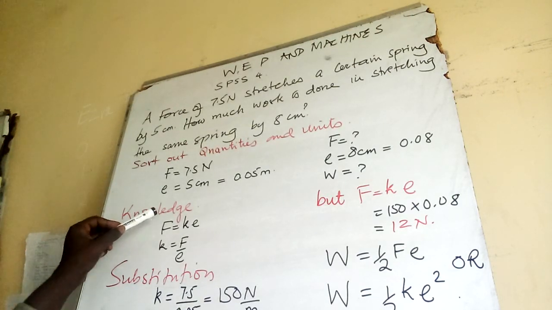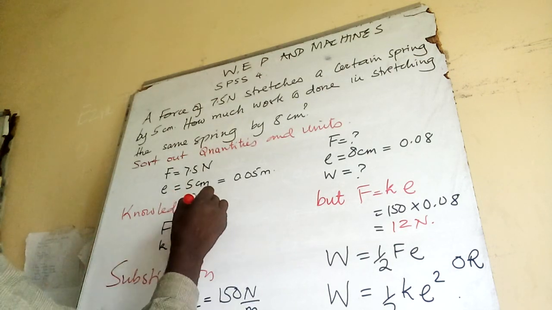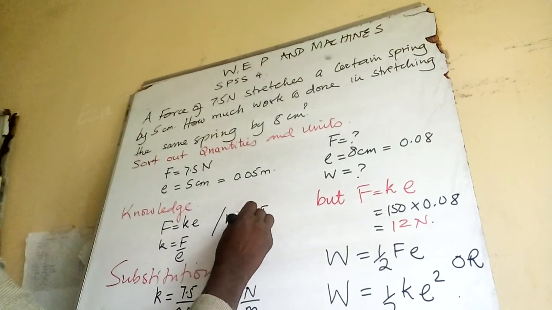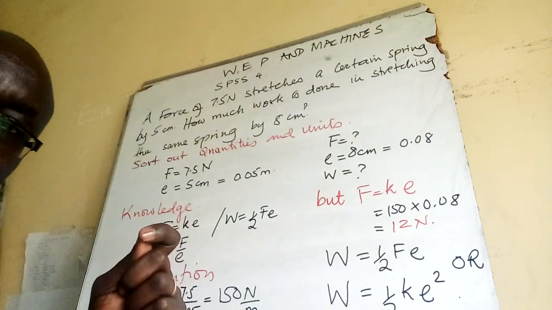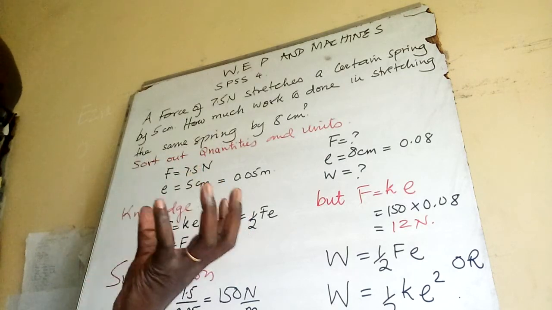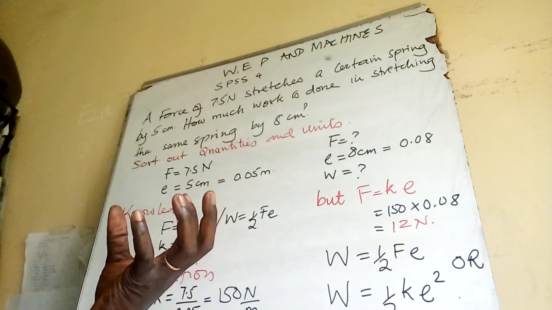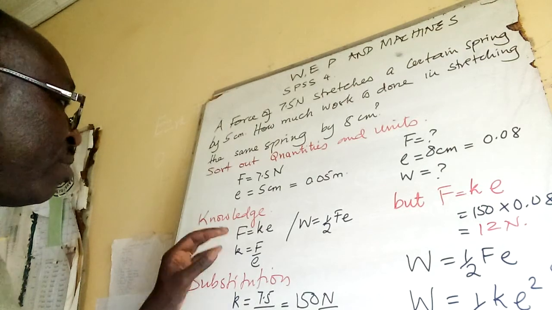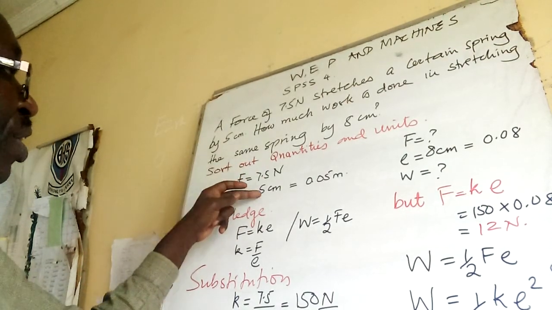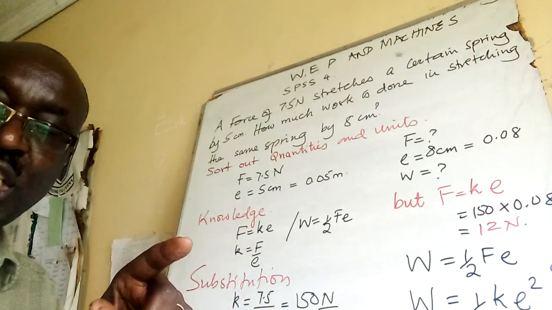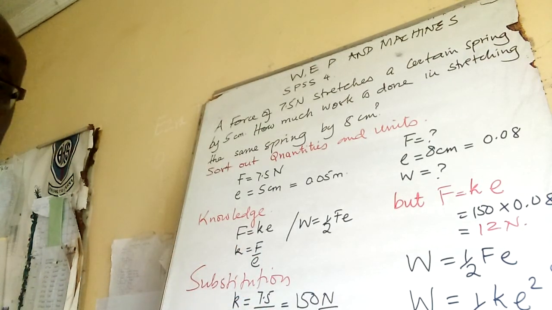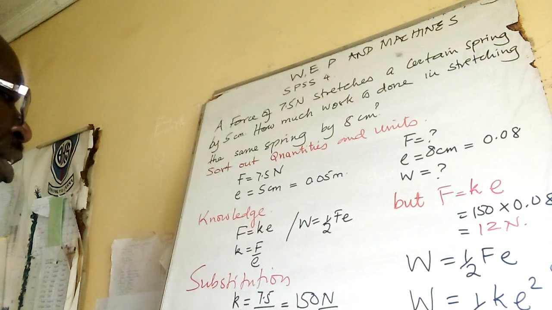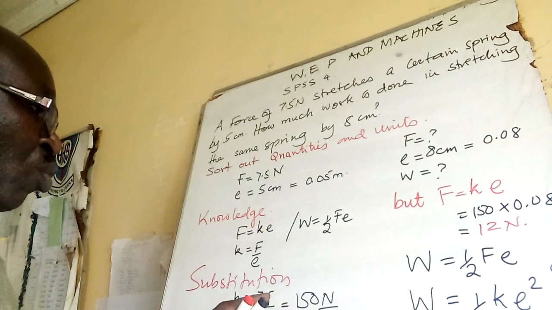We know the knowledge is F is equal to Ke. You can also say work is equal to a half Fe. That is where he wants you to get to. You must know what quantities I can calculate from the given information. So I have F and I have E, I can get K, that is the spring constant. Now, you come down here, you get K is 7.5 Newton divided by 0.05. So my spring constant is 150 Newton per meter.